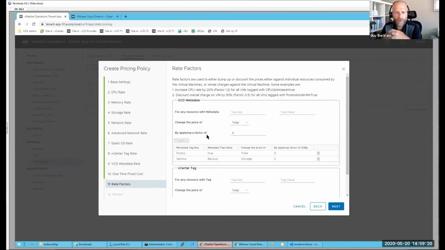And what would be the output? So obviously the output here is a number, a dollar value at the end of all of the filtering, if you like, that's gone on through the pricing policy. As the actual unit of consumption falls through the pricing policy logic, there's going to be a number presented at the end.